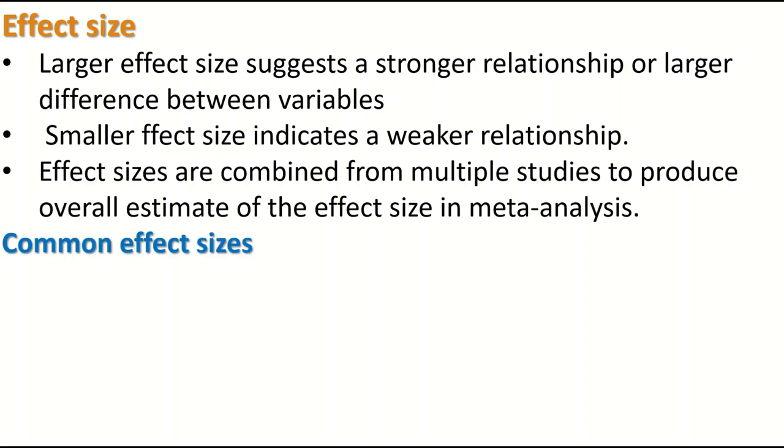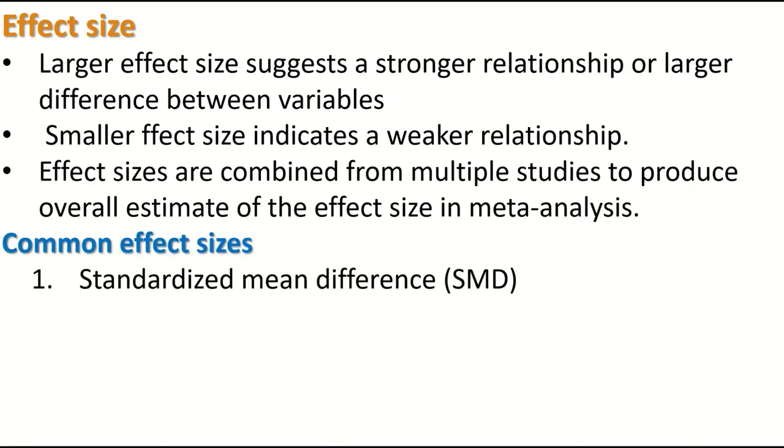So the common effect sizes in practice: the first one is the standardized mean difference, abbreviated as SMD. The second one is the odds ratio. The first one is used when the data are continuous and the mean is determined for two groups, then the means for both are standardized. The second one, the odds ratio, is used when the outcome is binary or categorical.